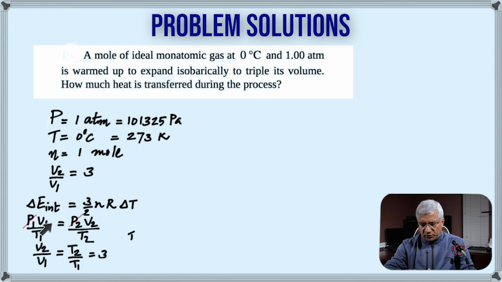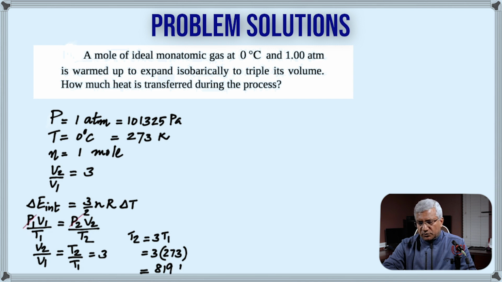And I divided V2 by V1. V2 by V1 is T2 by T1. And since we know that V2 by V1 is 3, therefore T2 by T1 should also be 3. Okay, so T2 is 3 times T1. And since we know T1 is 273, that gives us the value of T2 as 819 Kelvin.